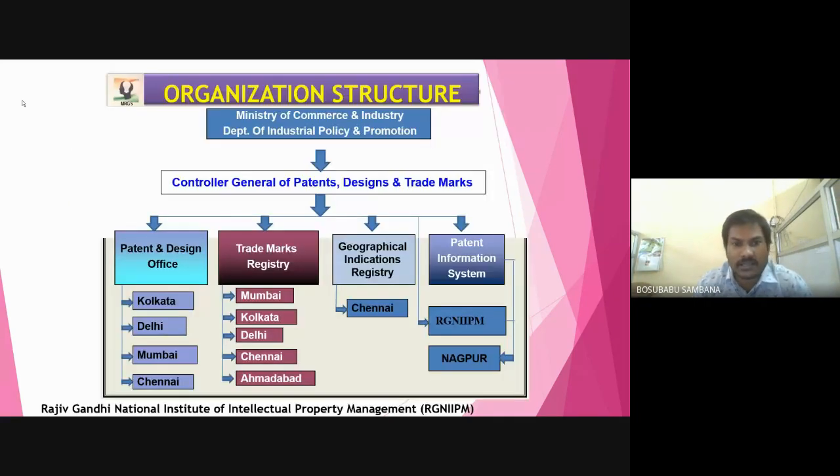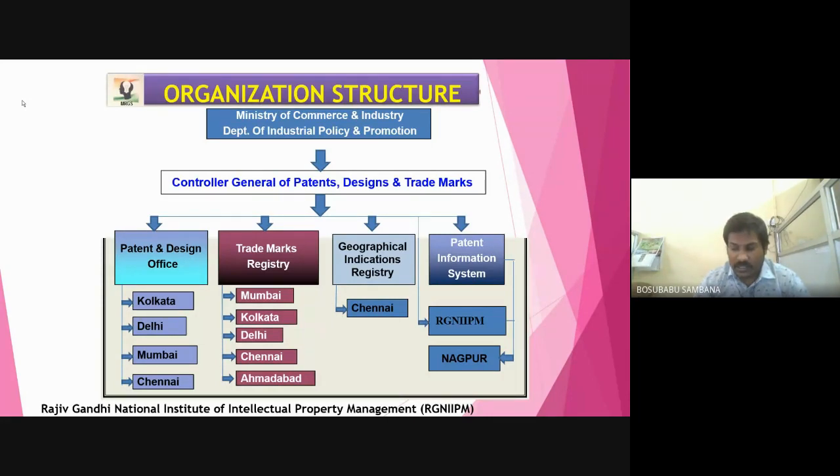How many patent offices are there? The organizing structure: first one, the entire patent, design and trademarks all come under one department and one ministry. The Ministry of Commerce and Industry. The department is the Department for Promotion of Industry and Internal Trade. They maintain one statutory body, the Controller General of Patents, Designs and Trademarks. These are categorized into four factors.